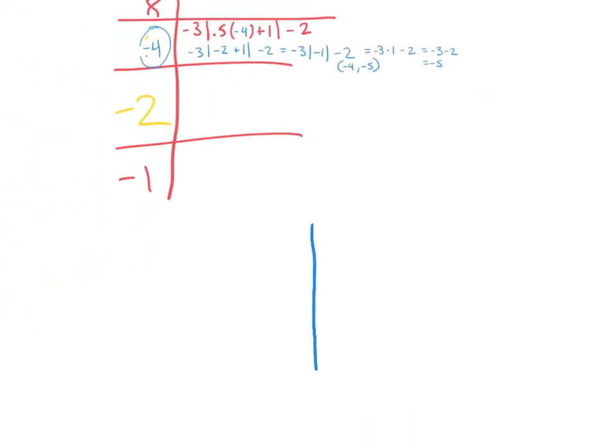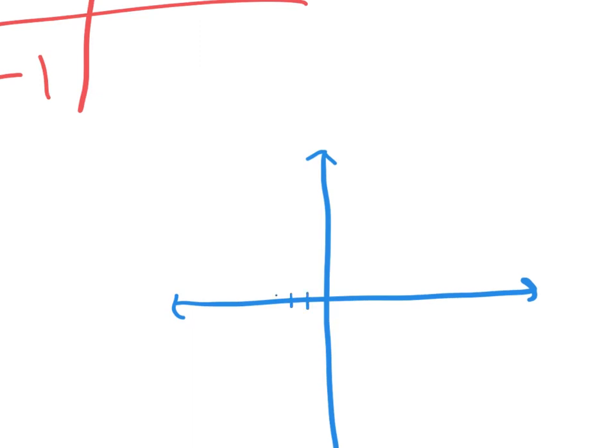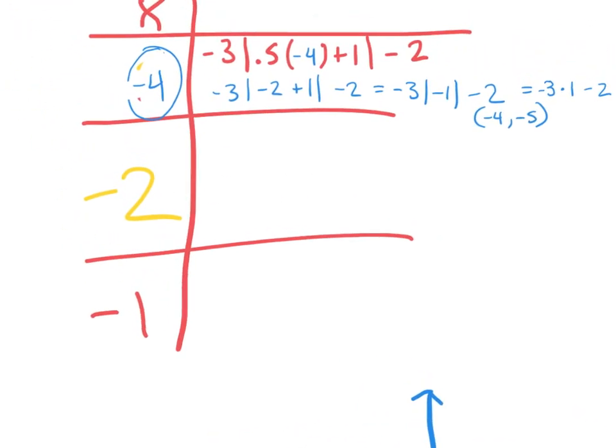So we go to our graph. We're going to go to the left 4, because our 4 is negative, and then down 5. Put our point there. Alright, now we're going to plug in -2. So we have -3 times 0.5 times -2 plus 1 minus 2. Oops, this goes here. What is 0.5 times -2?